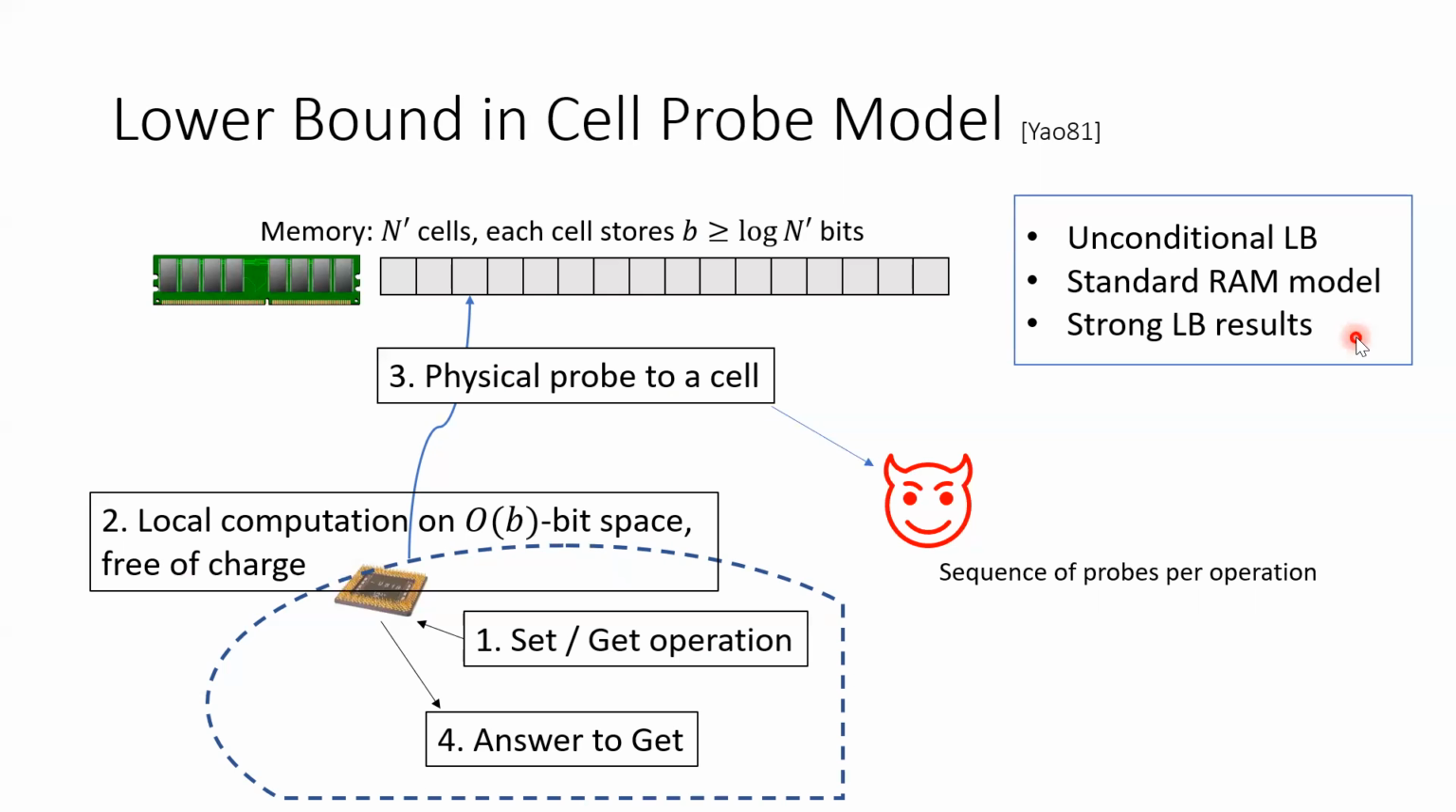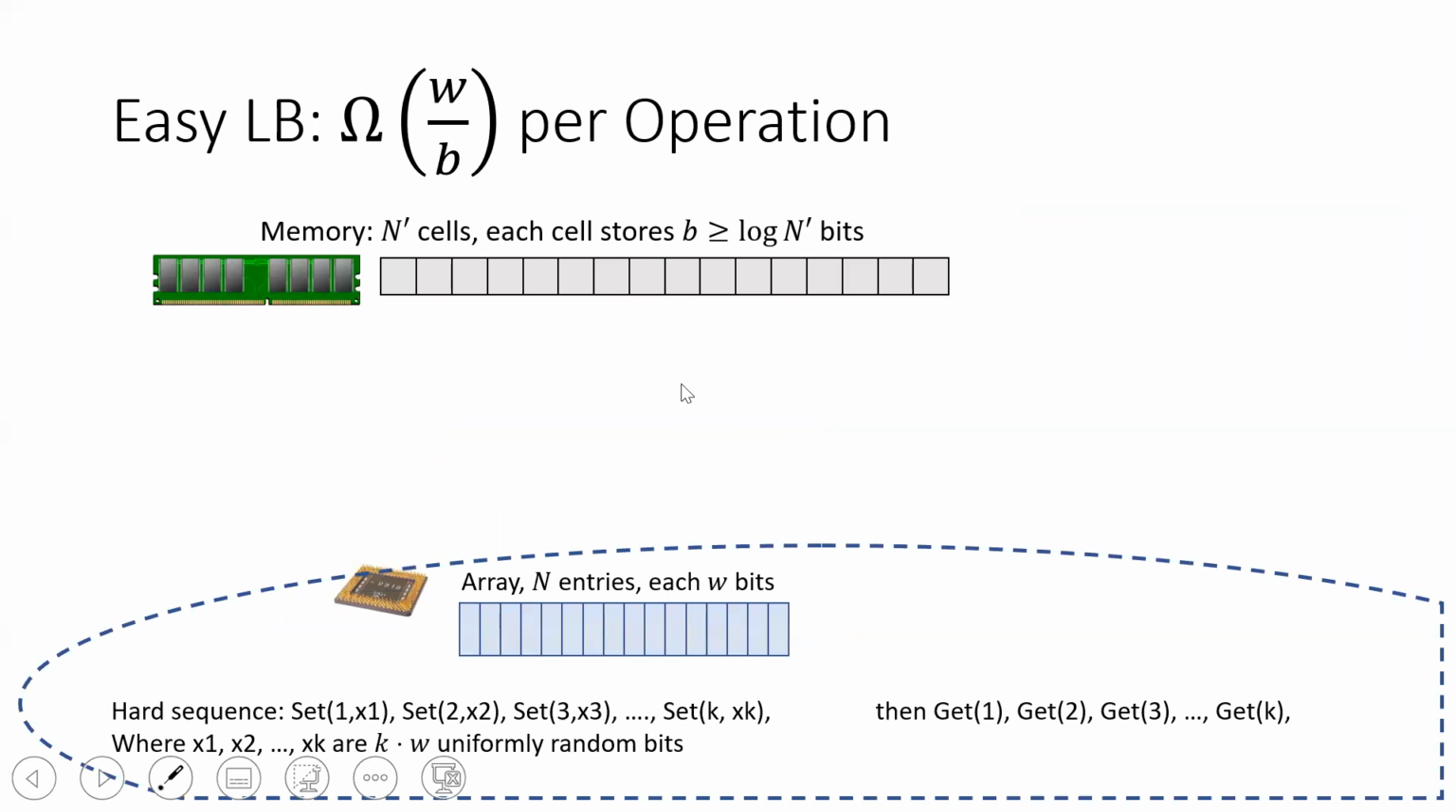And in our problem, we additionally have the restriction of security. So we also assume the adversary can see the sequence of physical probes for each operation. The adversary cannot see the operation. The logical operation is not visible to the adversary, but the adversary can see the physical probes. So this is the model of our problem.